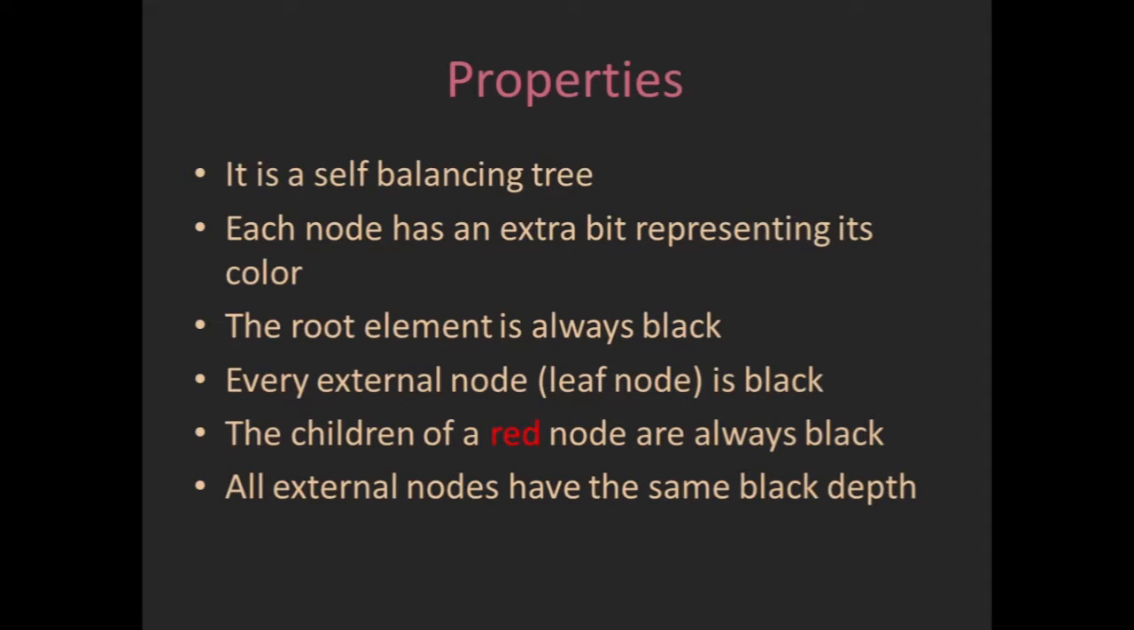Every external node or leaf node is black. So that is one property. The child of a red node is always black. Now a red node cannot have a red child. A red node always has a black child. And all the external nodes have the same black depth. This property is very important for maintaining its self-balancing nature.